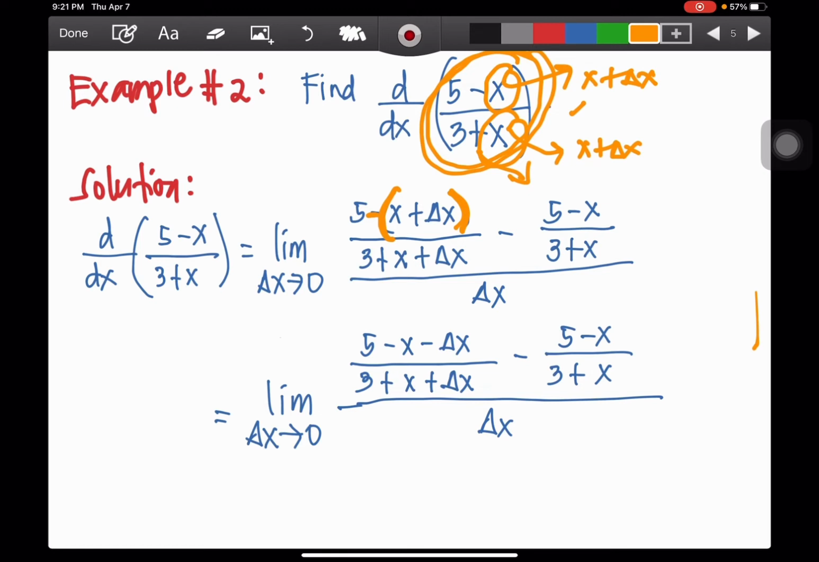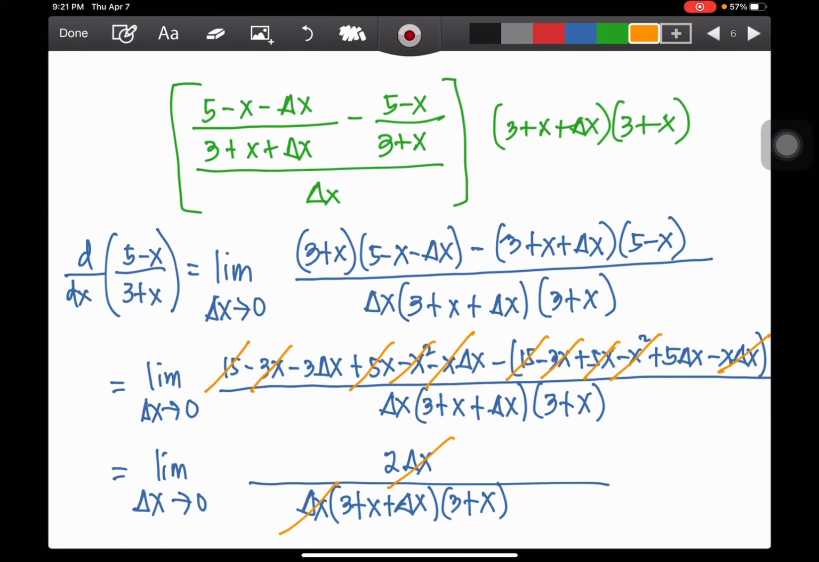5 minus x all over 3 plus x, all over delta x as delta x approaches 0. Let's eliminate the grouping symbol here. So you have 5 minus x minus delta x and copy the rest. So you have 3 plus x plus delta x minus 5 minus x all over 3 plus x, all over delta x as delta x approaches 0.